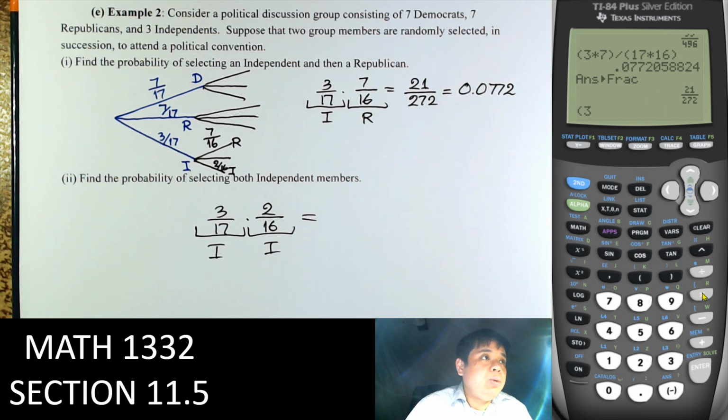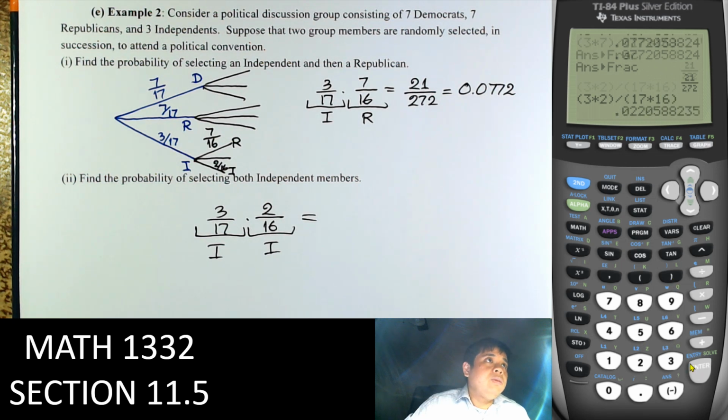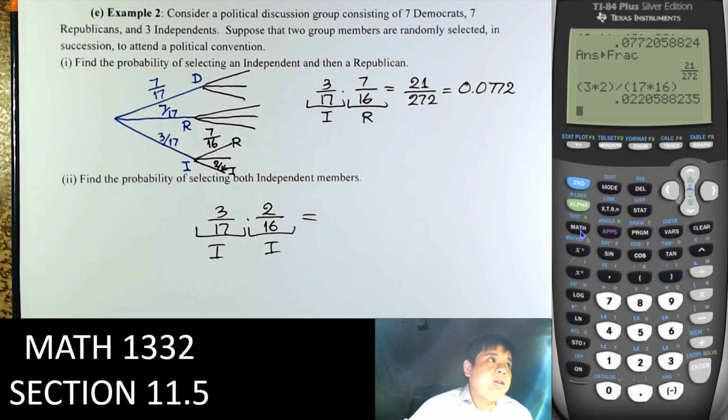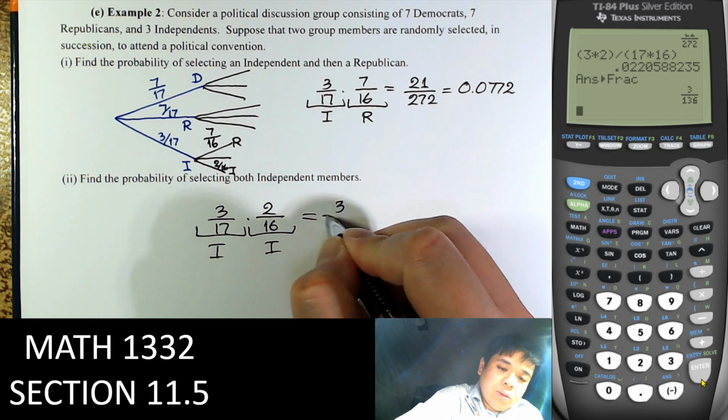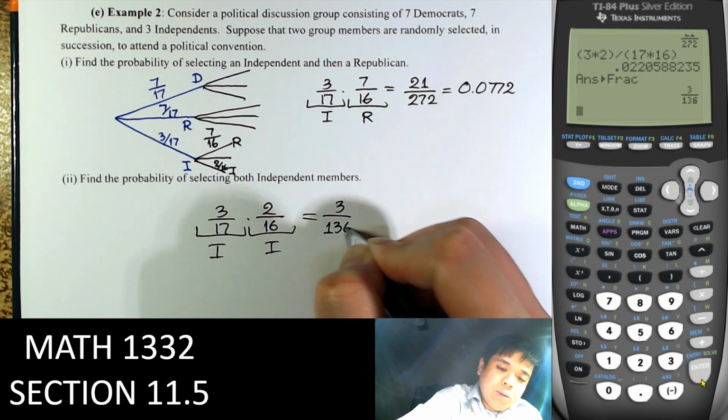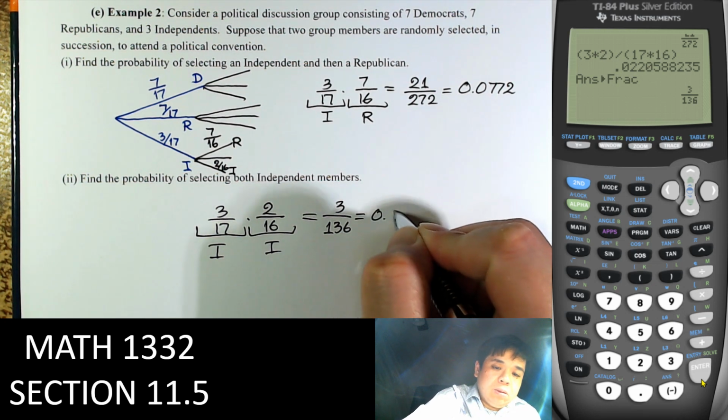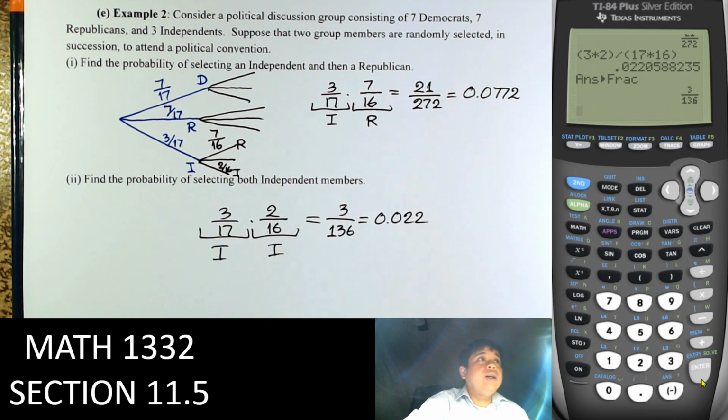3 times 2, divided by 17 times 16. Convert to fraction. Just like that.